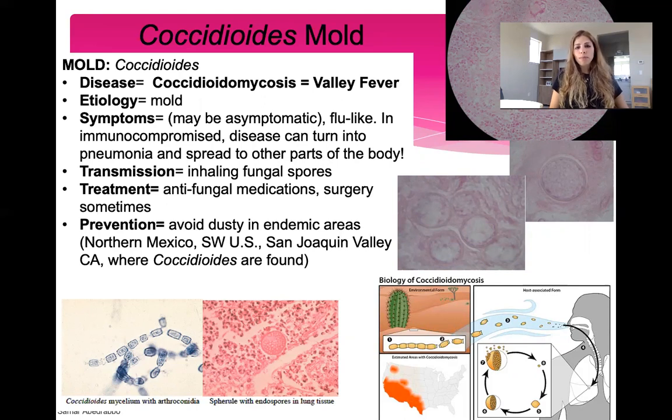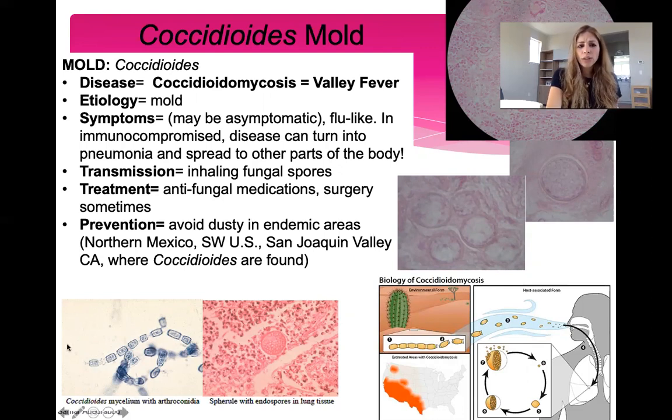Again, in immunocompromised people, just like Aspergillosis, this can spread throughout the body. It can start off as pneumonia, a really bad lung infection with lung inflammation, and then the mold can spread everywhere. It's also transmitted by inhaling fungal spores. It's endemic, meaning it's common, in northern Mexico, southwestern US, and the San Joaquin Valley of California. And it's the same thing: if someone has it, you treat them with antifungal medication and possibly surgery.